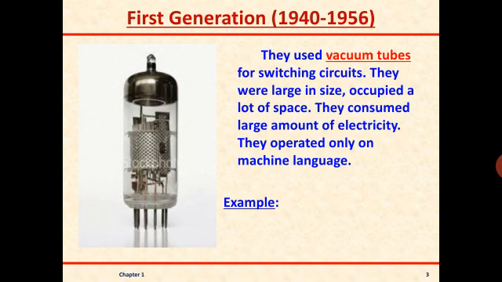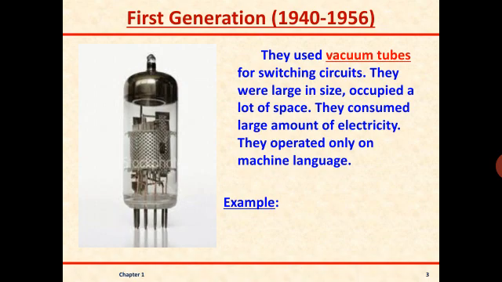They were very large in size. They consumed a lot of electricity. They were very expensive to operate. Most of the time a lot of heat was generated, and because of that heat the computer would not function properly.